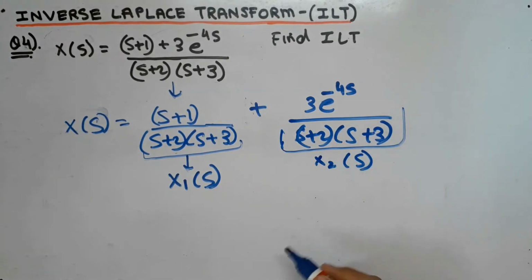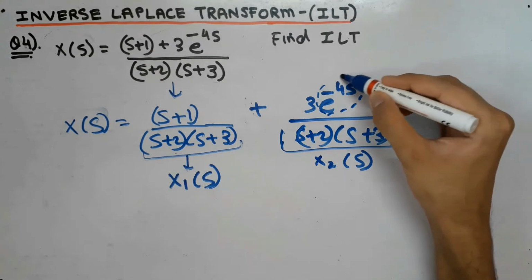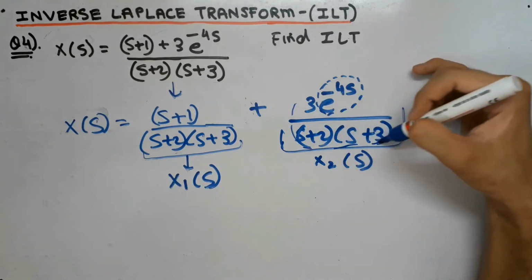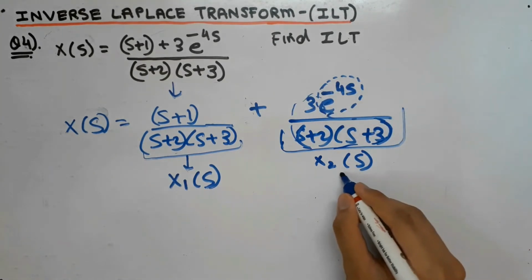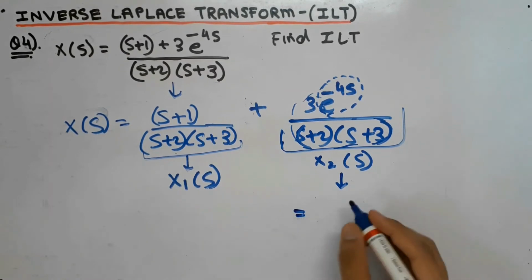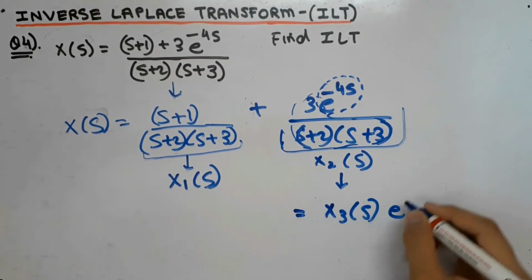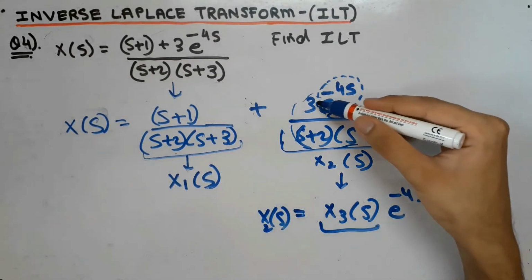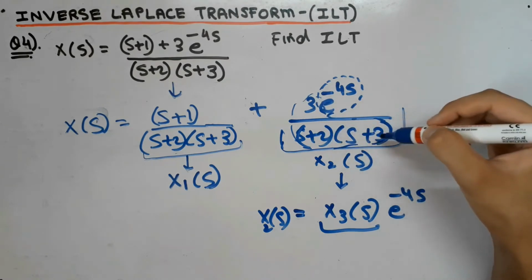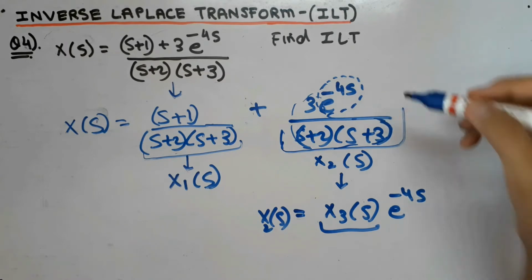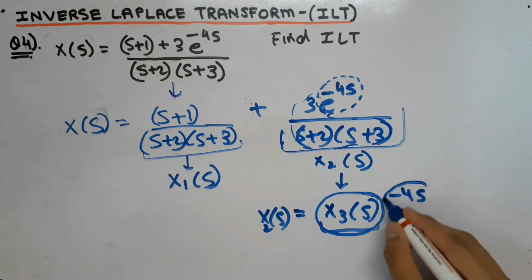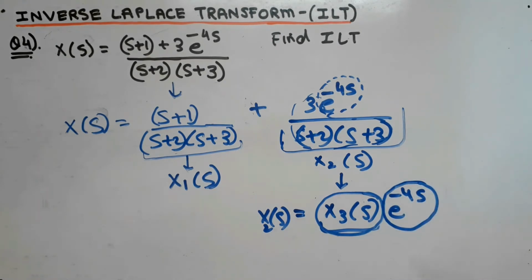Now in X2(s) you can see that we also have e to the power minus 4s multiplied. So like we solved in the previous question, we will first ignore this and only solve for this part. So we are further going to divide this into two parts. That is, we will write X3(s) into e to the power minus 4s. X3(s) is the part including the numerator 3 and the denominator (s plus 2)(s plus 3), and we have multiplied e to the power minus 4s separately. So first of all we are going to find X3(s), and then we are going to use the time shifting property, or the shortcut I told you previously that we will discuss here again.